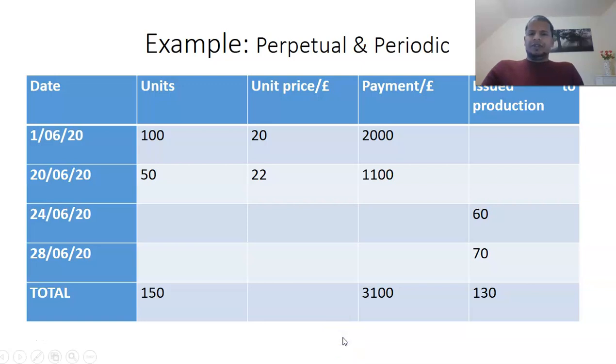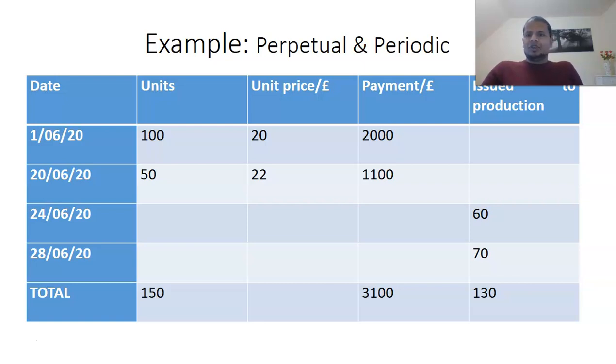Hello. So let's see the example. In this example, we will show perpetual and periodic inventory accounting system in three different costing approaches: first in, first out, last in, first out, and also average costing.